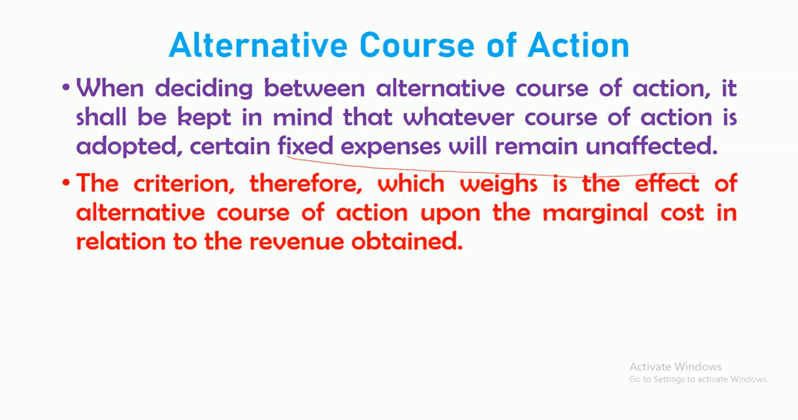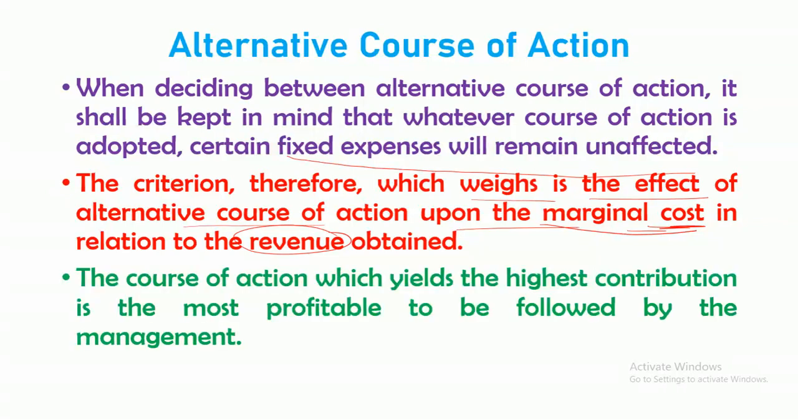And then, to decide which product has to be kept, we have to consider only the marginal cost or the variable cost. So the criterion which weighs is the effect of alternative course of action upon the marginal cost, and the impact on the revenue or profit obtained. The course of action which yields the highest contribution is the most profitable, and that has to be followed by the management.